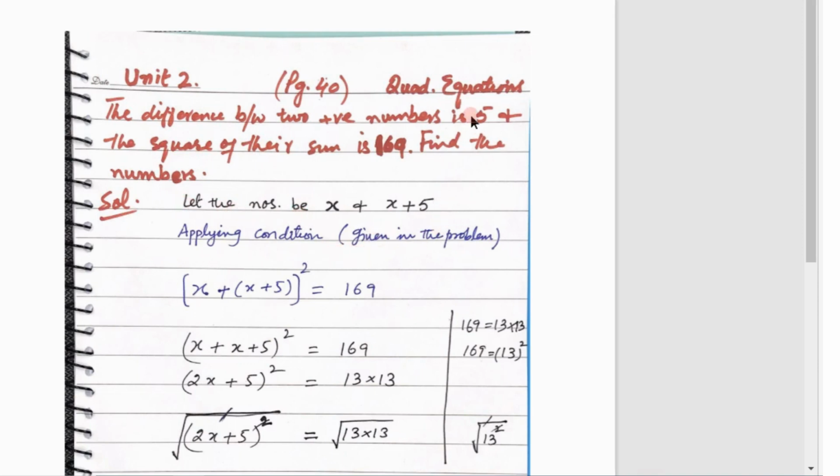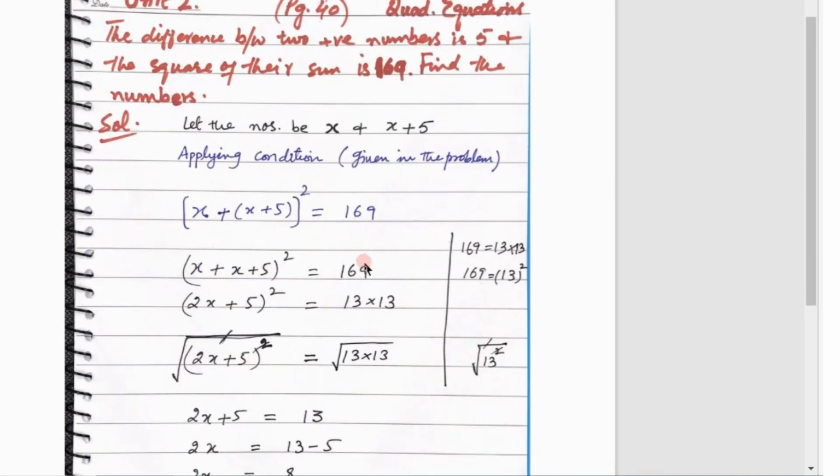Applying the condition. What is the condition given to you? Both the numbers, the square of their sum, this is the condition. The square of their sum is 169. First of all, we will take the sum and then we will make the square of that sum. What is the sum of these two numbers? x plus x plus 5. So I will write (x + x + 5) like this, and I'll take the square of it, and that is, he is saying, equal to 169.